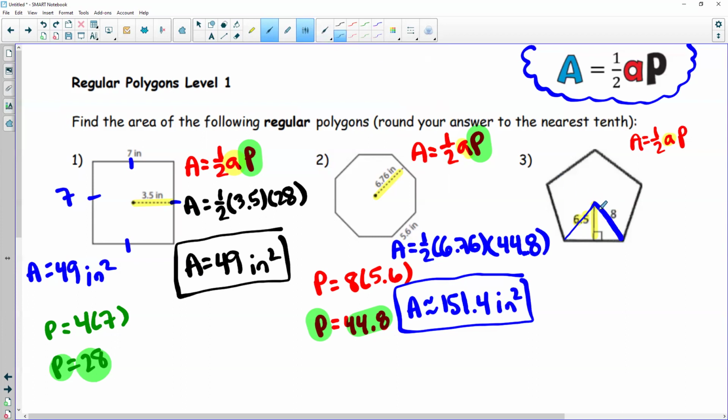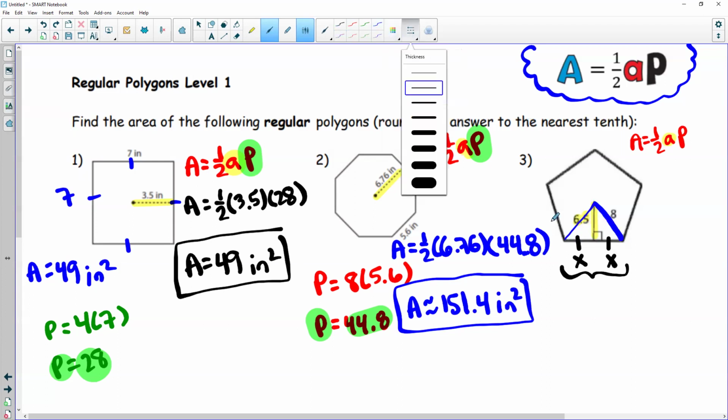Now, whenever we drop in an altitude, which this apothem represents for this triangle, that bisects the entire bottom side of this pentagon. So if we can manage to find x, this piece of our right triangle, then we know the whole thing would be x plus x, or basically doubling that amount. So our focus right now is going to be finding the value of x.